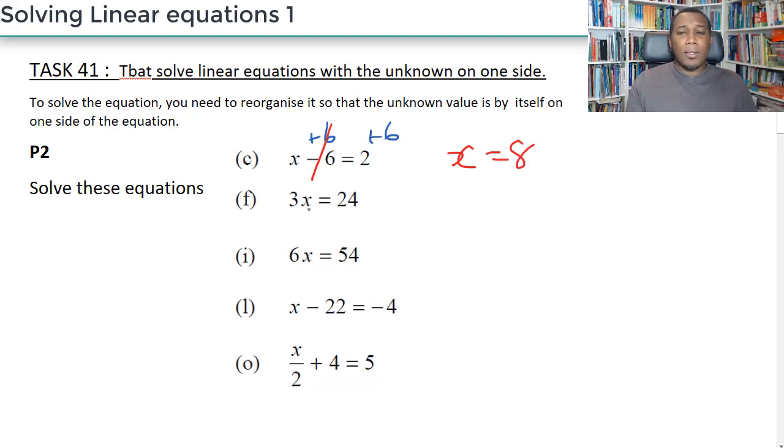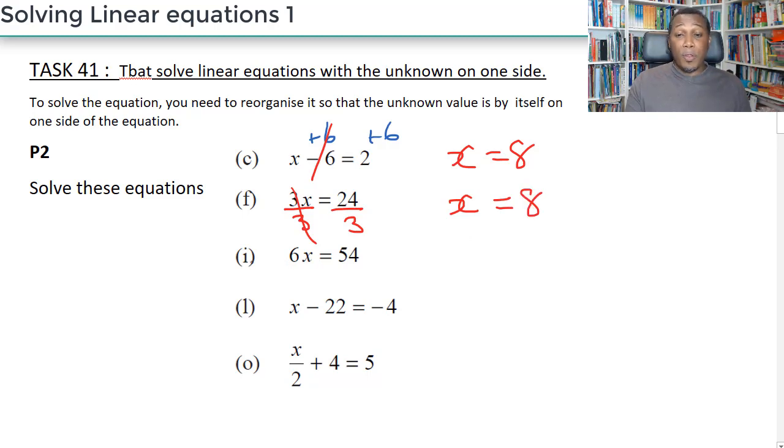For F, x is being multiplied by 3, but I want x. I don't want 3 x's. I want x. So I've got to divide both sides by 3. So both sides are going to be divided by 3. That's the balancing method. And the 3's cancel out. 3 divided by 3 is 1, so I'm left with 1x, which is what I wanted. And then 24 on the right-hand side, 24 divided by 3 will give you 8. The answer is 8 again.